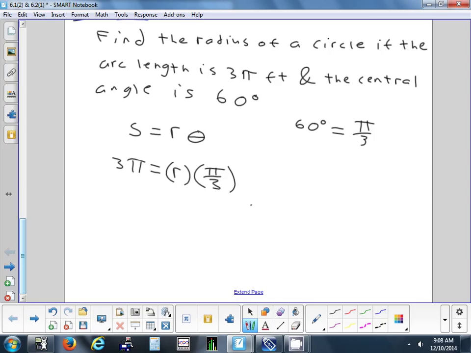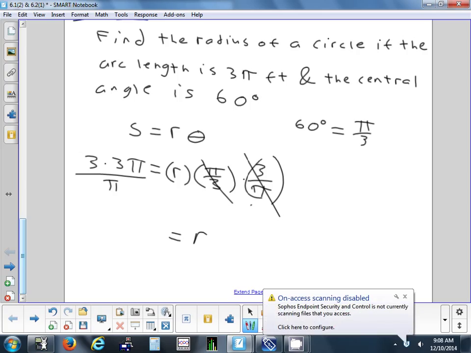Now we need to solve for r. I've got to get rid of this pi divided by 3. I can get rid of the pi and the 3 in the same step. What could I do on each side to get rid of the pi and the 3? Yeah, multiply by 3 over pi. Multiply by the reciprocal, by 3 over pi, on each side. So that's gone. What about on the left-hand side? What do I end up with?